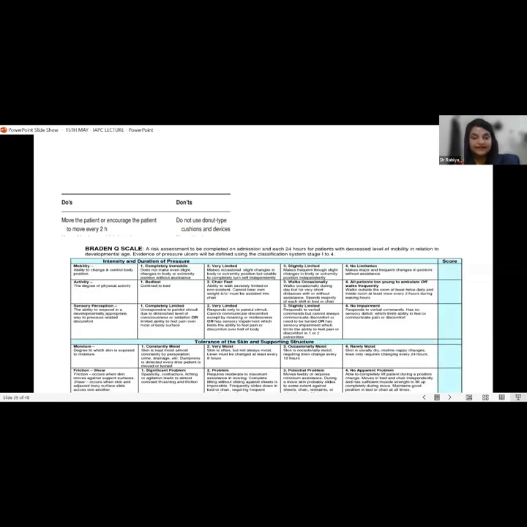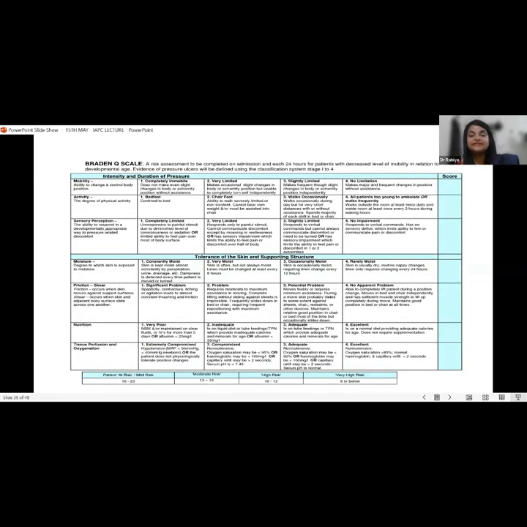So we have the Braden scale, in order for a risk assessment to be completed on admission and every 24 hours for patients with decreased level of mobility in relation to developmental age. So this can be used in our settings. For the intensity and duration of pressure, look at the mobility of the patient first, the physical activity, and the sensory perception. And you can grade them according to completely immobile, very limited, slightly limited, or no limitation.